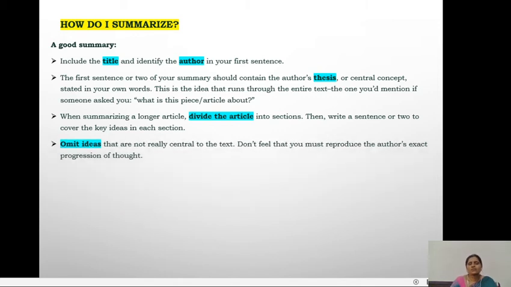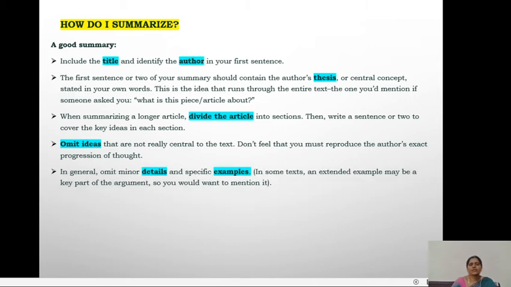Now omit the ideas that are not really important. Do not feel that you must reproduce the author's exact progression of thoughts. Don't think that whatever the author provides in the text, you should quote each and everything. It's not necessary. Whatever you feel is not really important, try to omit. In general, omit minor details and specific examples. You can omit some examples or illustrations provided by the author, and also minor details which you feel are of very little importance in the text.